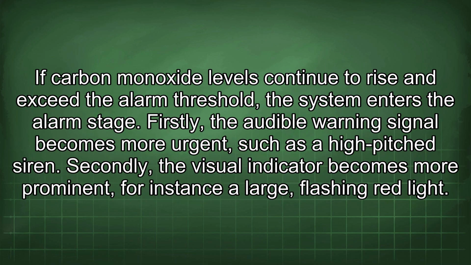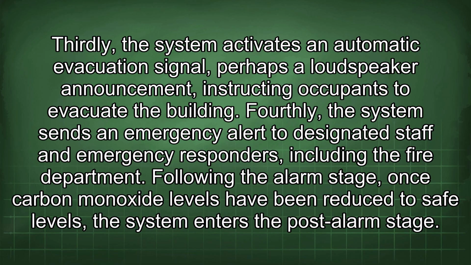If carbon monoxide levels continue to rise and exceed the alarm threshold, the system enters the alarm stage. Firstly, the audible warning signal becomes more urgent, such as a high-pitched siren. Secondly, the visual indicator becomes more prominent, for instance a large, flashing red light. Thirdly, the system activates an automatic evacuation signal, perhaps a loudspeaker announcement, instructing occupants to evacuate the building. Fourthly, the system sends an emergency alert to designated staff and emergency responders, including the fire department.